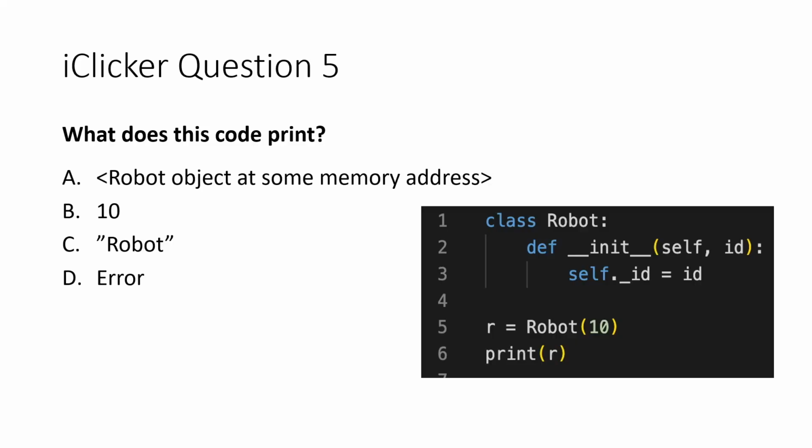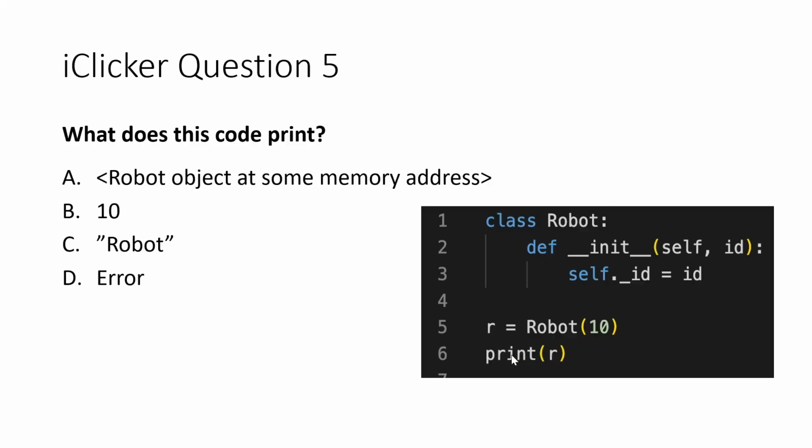Okay. So let's see. The correct answer is A. So it returned this object at some memory address, the same way I showed you. In the demo, I showed you that if we don't include the string method, Python doesn't know how to represent that object. So it just shows an object in some memory location because we didn't define how to represent it.